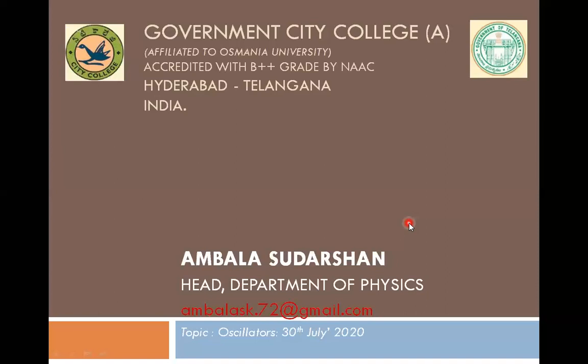So we have seen the feedback amplifier, wherein there can be positive feedback and negative feedback. We say positive feedback when the output signal is in phase with the input signal. And if the output signal is out of phase with respect to the input signal, then that is called negative feedback. So the last topic left, according to the CBCS system of the Osmania University syllabus of the Basic Electronics paper, is oscillators. So today's class we are dealing with oscillators.